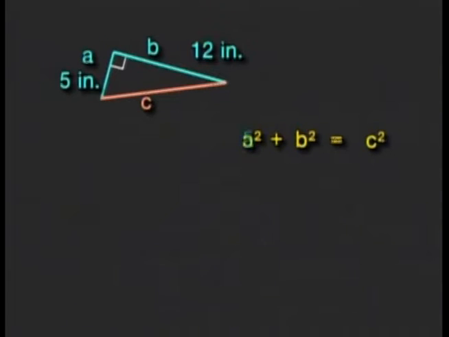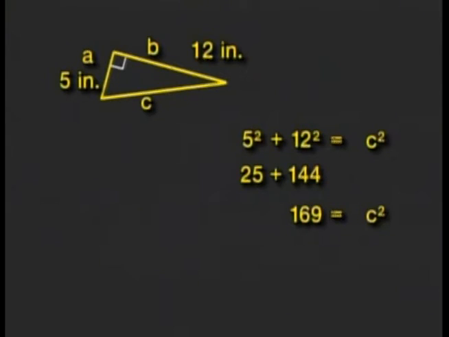We'll substitute 5 for A and 12 for B. 5 squared plus 12 squared equals C squared. Now let's solve the equation. 5 squared is 25. 12 squared is 144. 25 plus 144 is 169. So C squared is 169.